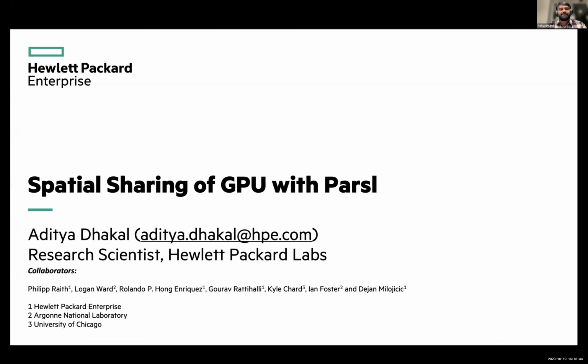We have started doing some of this spatial sharing of GPU with Parsl project together with Logan, Kyle and Ian. And I will present some of the initial findings and some of the initial techniques we have used to do GPU multiplexing with Parsl.